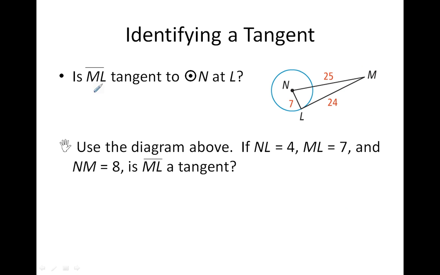In this example, I want to know, is ML tangent to circle N at L? All right, well, if it is, then this would be a right angle. If it's tangent, that has to be a right angle. And if that's a right angle, then we have a right triangle. Well, we can verify that. So what we're going to do is check to see if this actually fits our Pythagorean theorem.